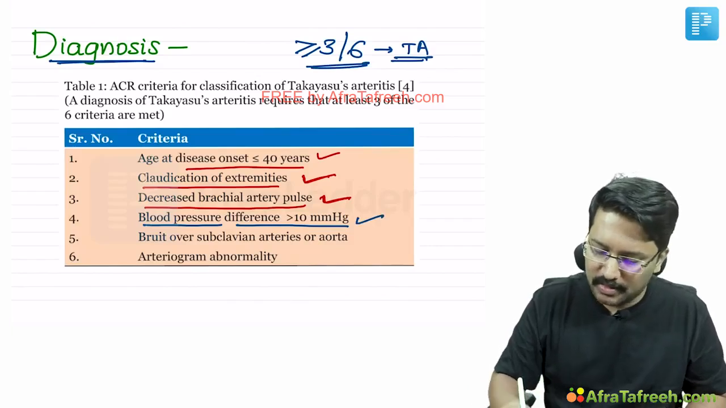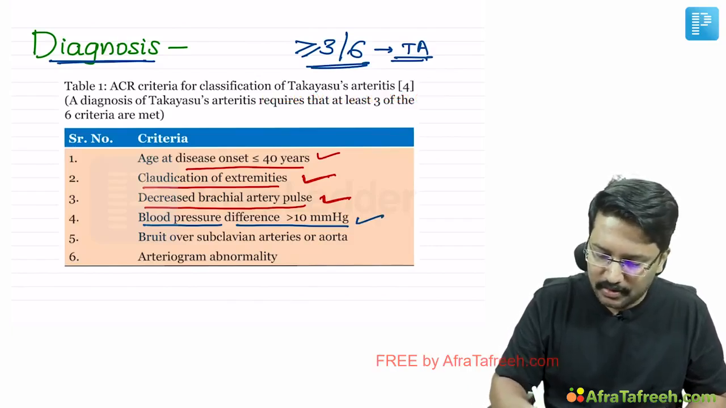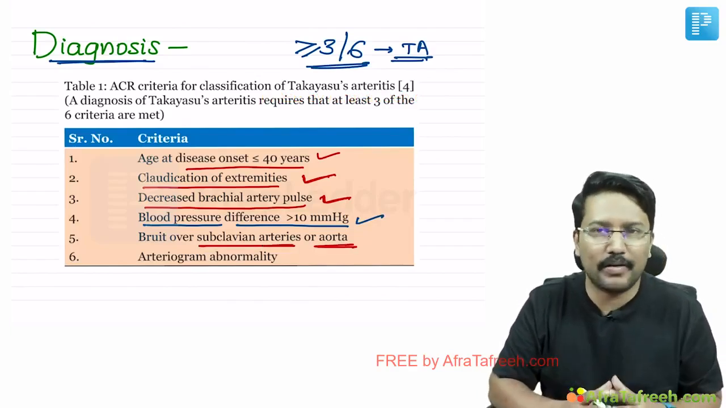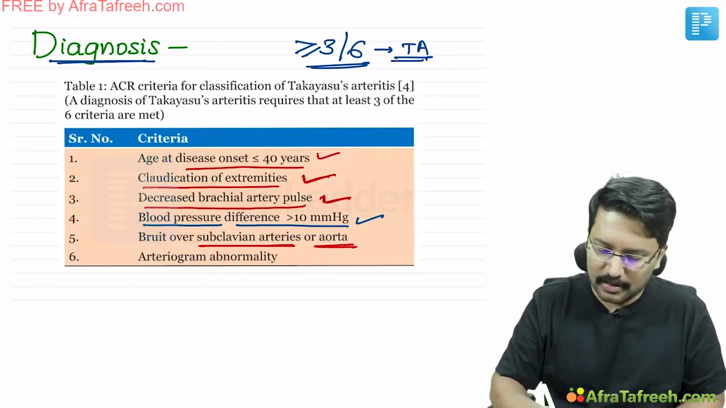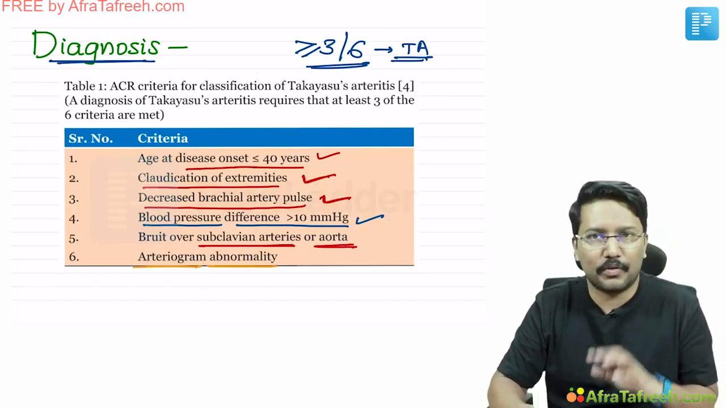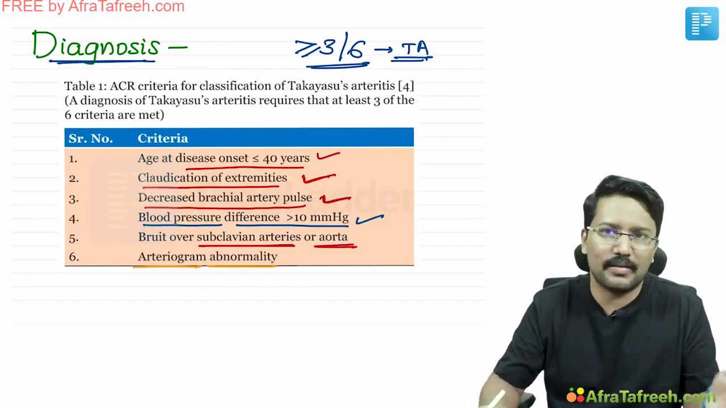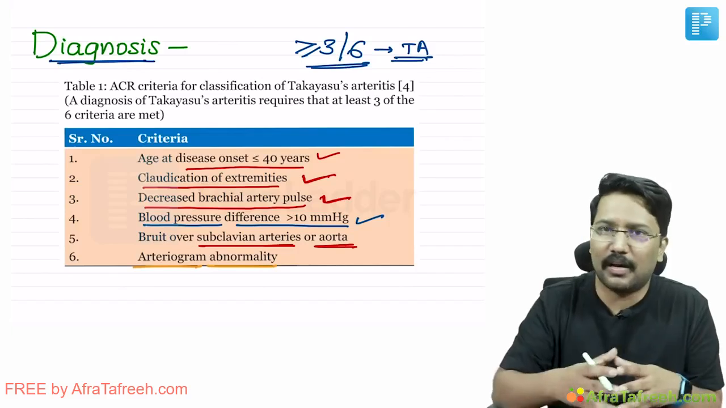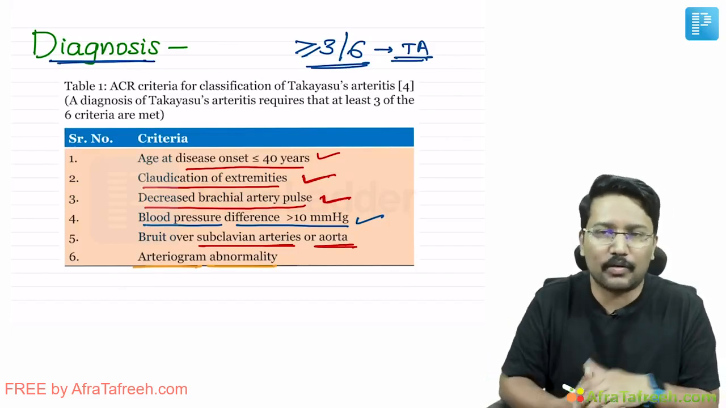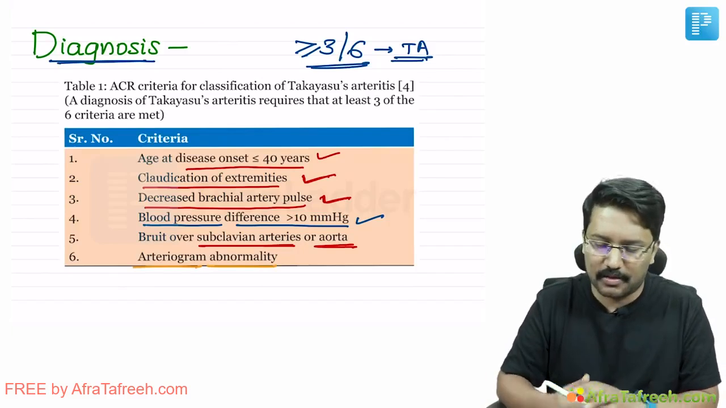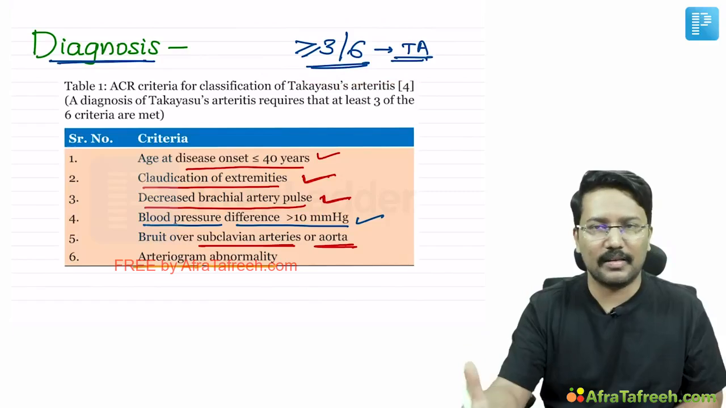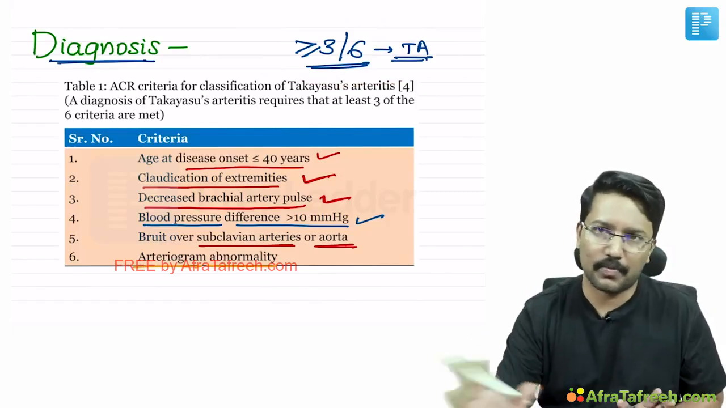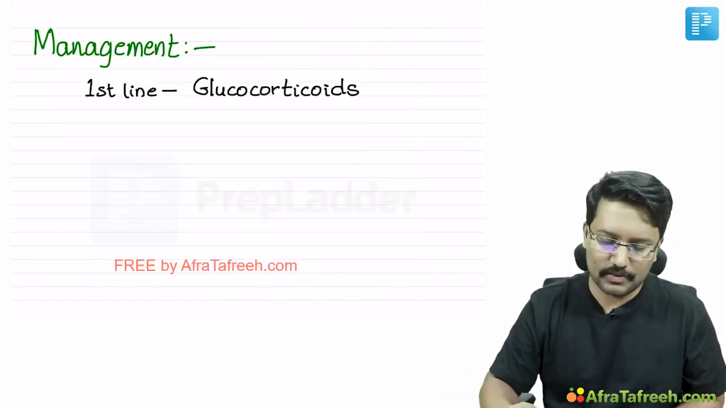Now the next point is hearing the bruit over subclavian arteries or aorta, right? Again, one more point that we have discussed in the clinical features. The last, number 6 criterion, is arteriogram abnormality, right? If you have done the angiogram and you notice aorta or subclavian artery stenosis or aneurysm, well, that could be the 6th criterion. So if 3 out of these 6 are present or positive, then the case is classified as Takayasu arteritis. Okay, so that's about the diagnosis.